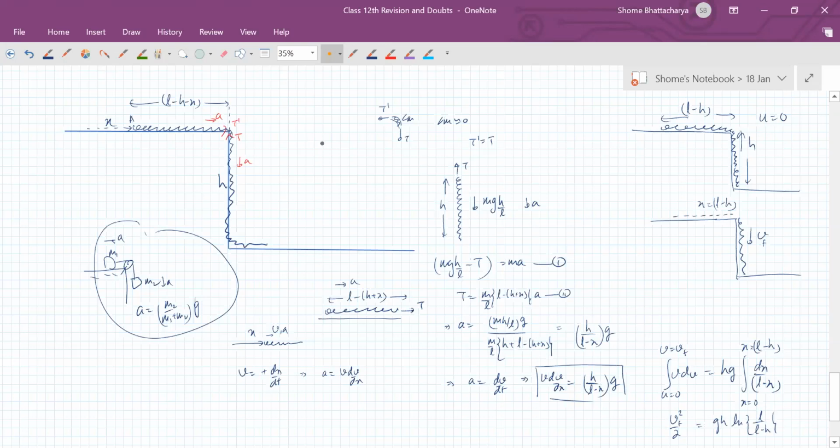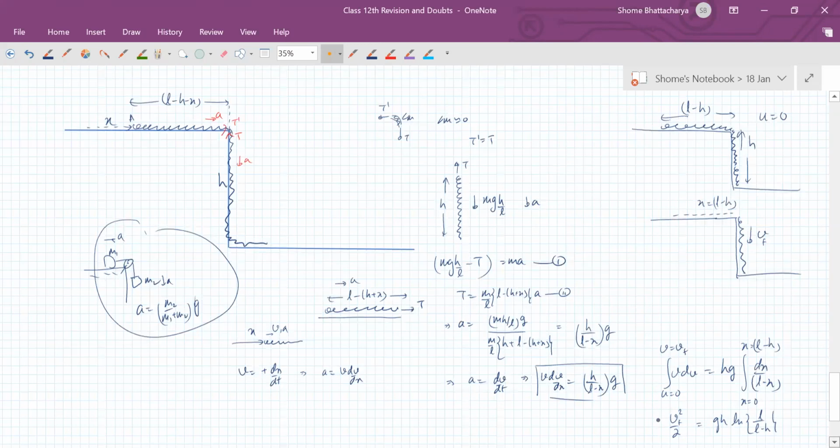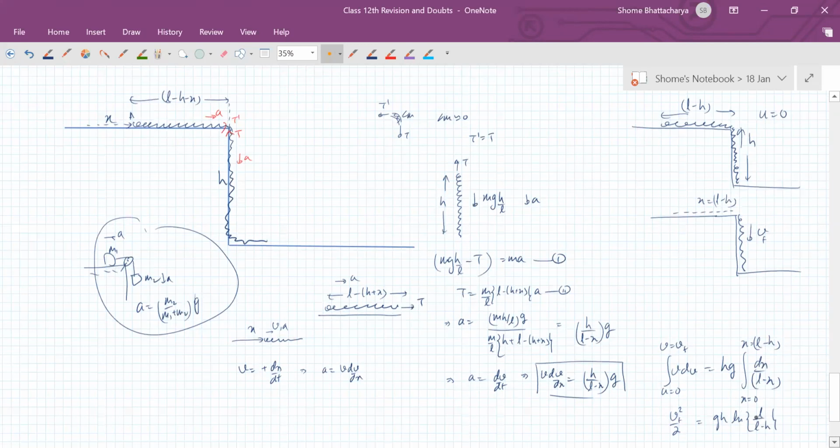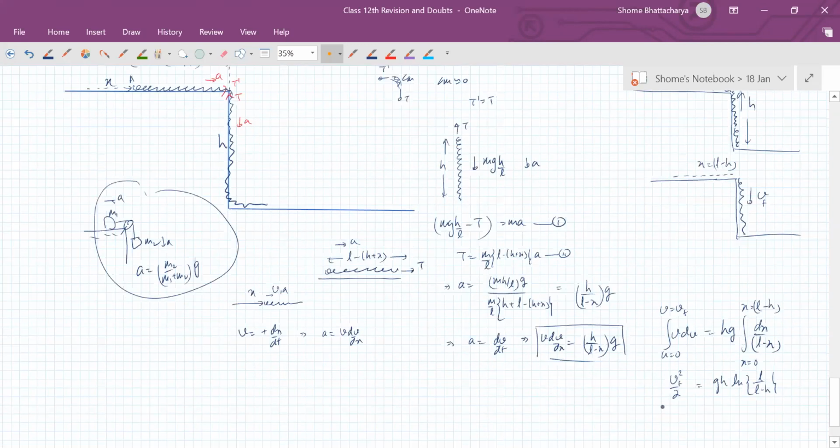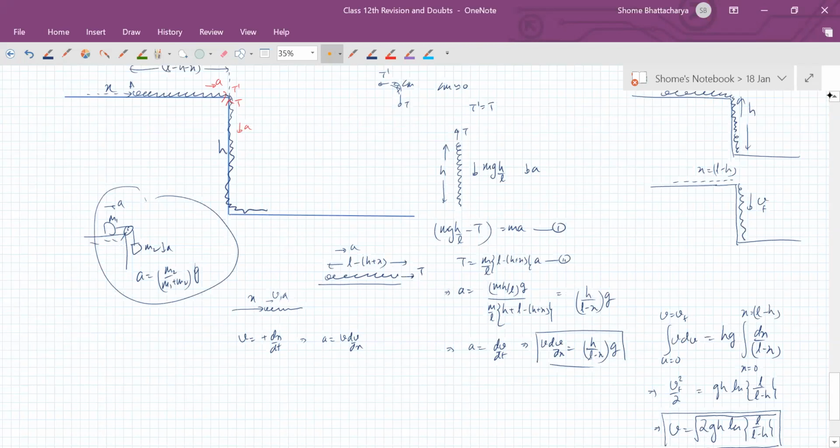After putting the limits and adjusting the minus sign, you will get this v as square root of 2gH into this logarithmic factor. For example, if H is L by 2, that will be ln 2, that factor, so this whole thing to the power half. So this kind of v you will get. This is an important question, and related to this is also a question of impulse momentum we'll discuss.